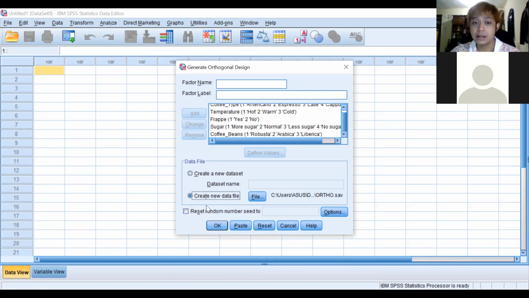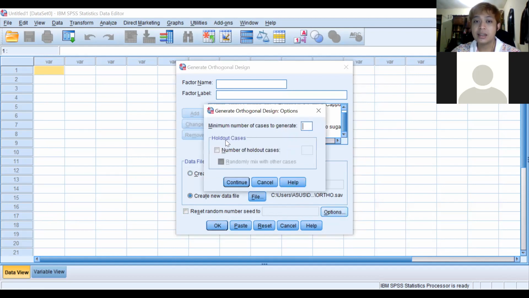And then okay, there's this one, options. Minimum number of cases to generate, how many you would like to generate. For example, if you select 5, later on it will be higher than 5 because 5 is the smallest, it's too small. Which one? 20? Let's see whether 20 is enough. I think 20 is usually enough.